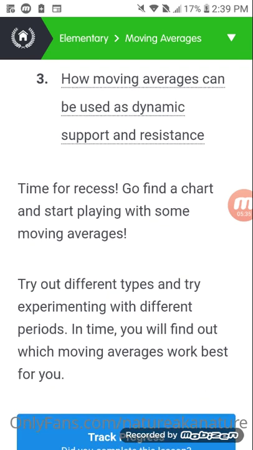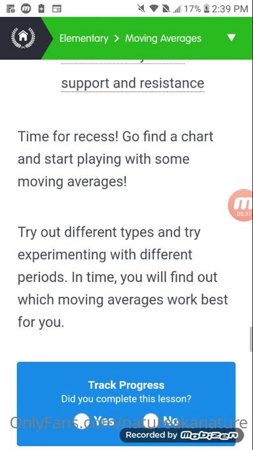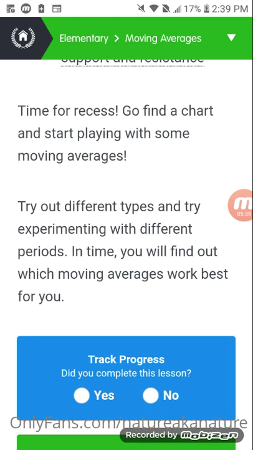So, time for recess. Go find a chart and start playing with some moving averages. Try out different types and try experimenting with different periods. In time, you will find out which moving average will work best for you.